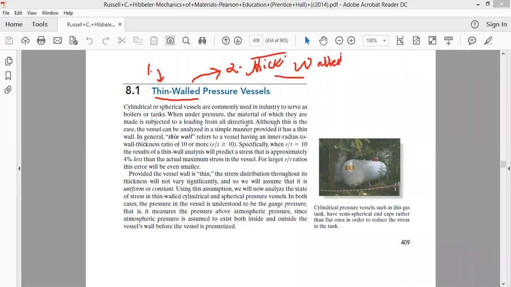The theory for the thin-walled and thick-walled pressure vessels differs. The stress distribution in thin-walled and thick-walled pressure vessels is different. The analysis for thick-walled pressure vessels is quite different from the analysis of thin-walled pressure vessels, as we will see. But the question is, what are thin-walled pressure vessels?